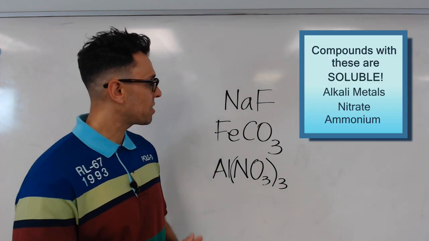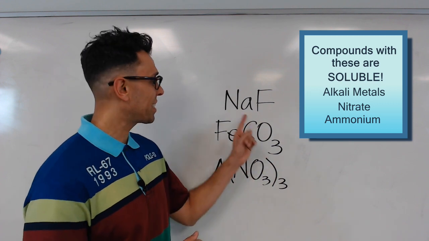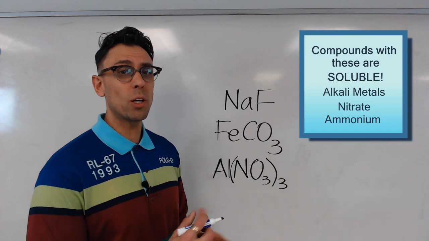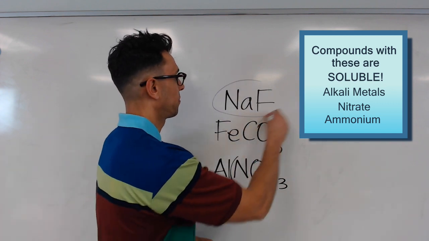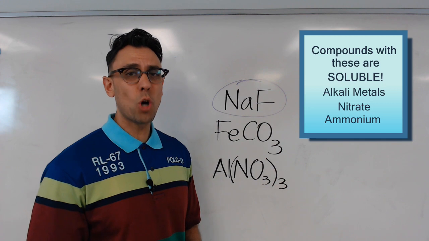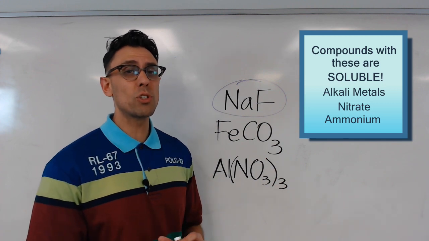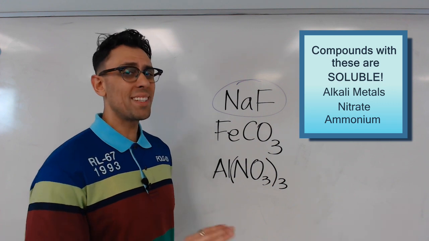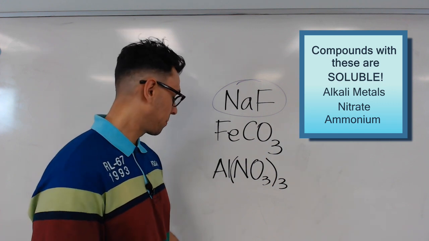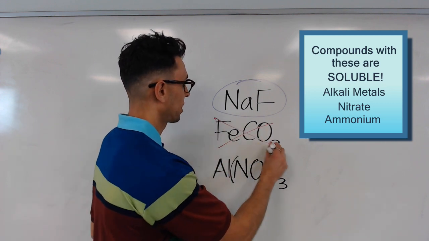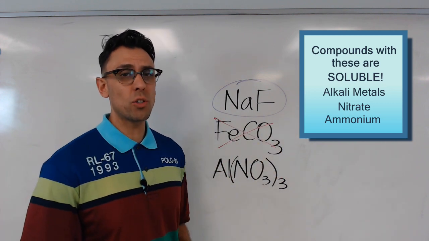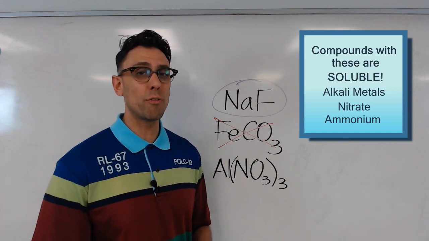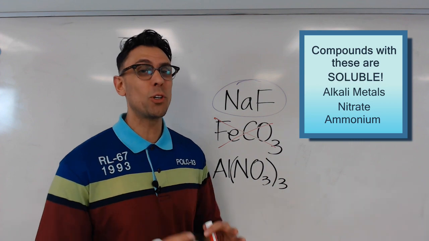So when I look at this list, I start off with sodium fluoride, and because it contains an alkali metal, this is a soluble salt. So it's potentially going to be an acid or a base. Next up, I have iron 2 carbonate. According to my solubility rules I'm using for this example, this does not dissolve in water, and therefore, it's not going to be acidic or basic. Finally, we have aluminum nitrate. The presence of the nitrate ion typically means that the compound will dissolve. So I'm also going to mark this as a potential acid or base.